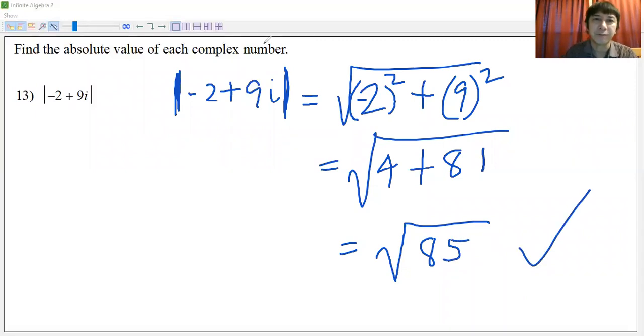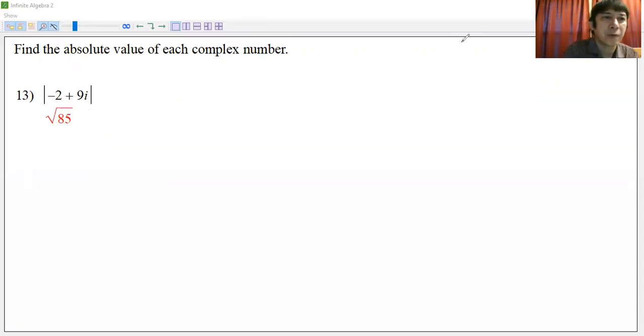Square root of 85. And we can verify that. And you can see it over here. There, square root of 85. So I hope you were able to make use of the formula that I wrote first. All right. Let's have the next, number 14. Let me clear the screen.